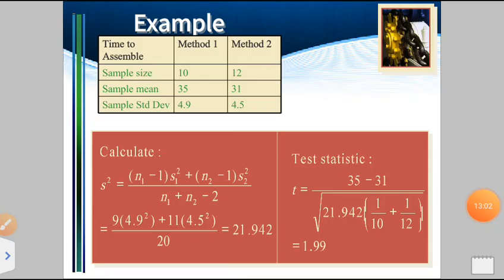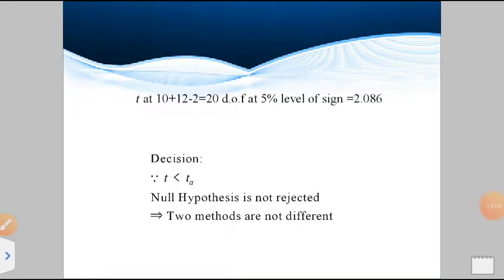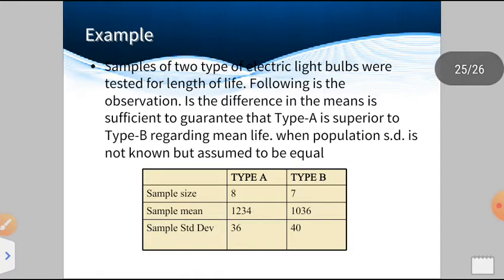Let us go to the next one, one more example I am going to take. And here if you see, in order to make a decision, we have compared the value with the t at 5% level of significance at 20 degrees of freedom, which is n1 plus n2 minus 2. So the value is very much less, 1.99. It's near about the same as the standard value. So the null hypothesis is not rejected, it means accepted, correct.